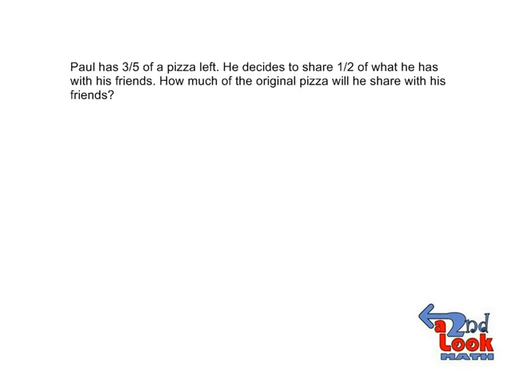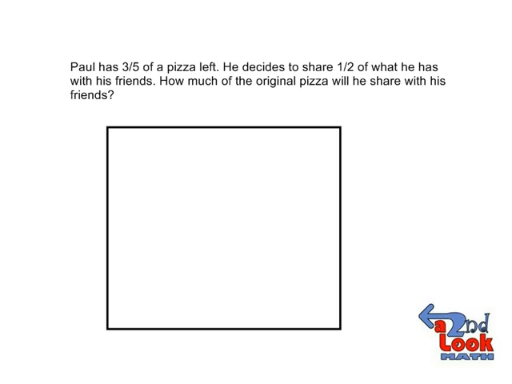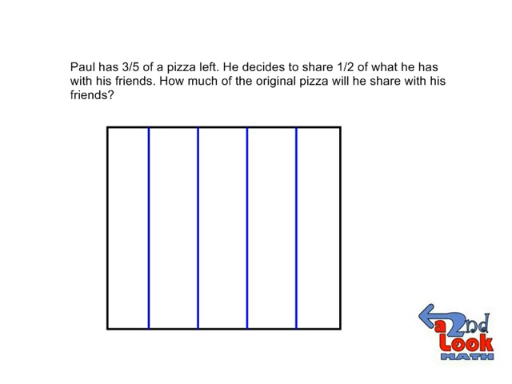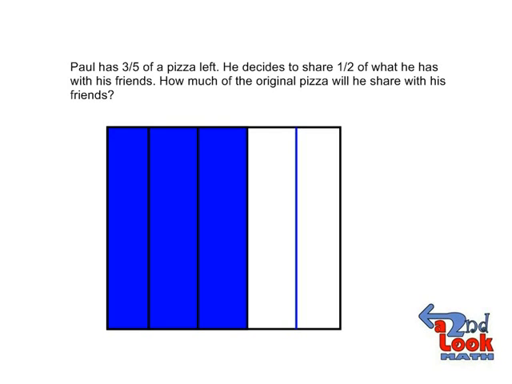The first thing is when I draw a picture of fractions, I don't usually use circles, even though that may be initially what you think of when you think of a pizza. I think for drawing the fractions, a square is going to be much easier for us. When I use squares, then I can use straight lines to divide it up and break it up into fractions. Paul has 3/5 of a pizza left, so I'm going to break my square up into fifths, and then I'm going to go ahead and shade in 3 of the fifths. So this is the amount of pizza that Paul has left.